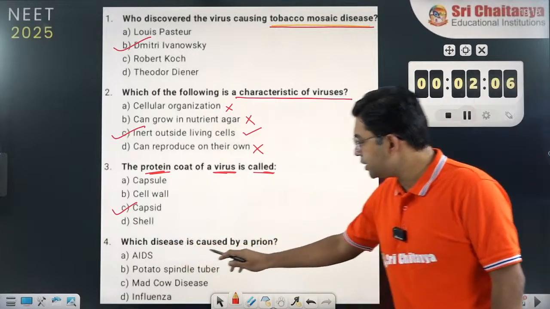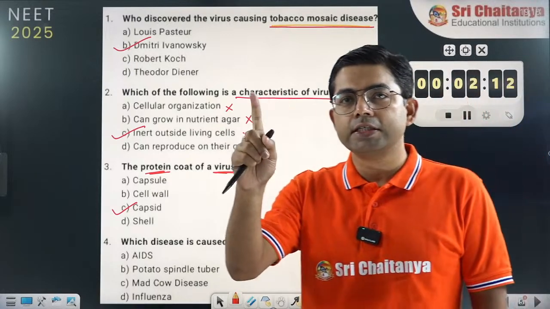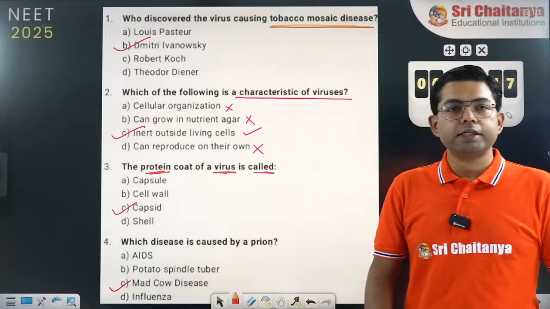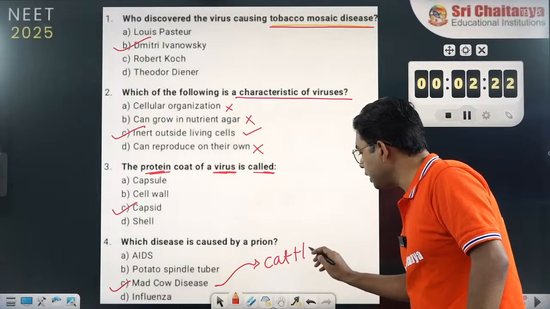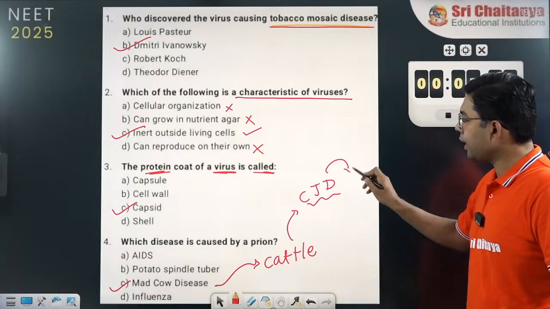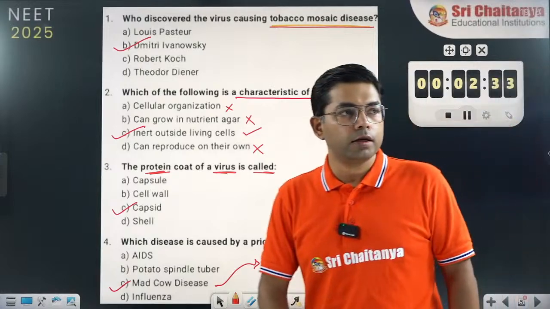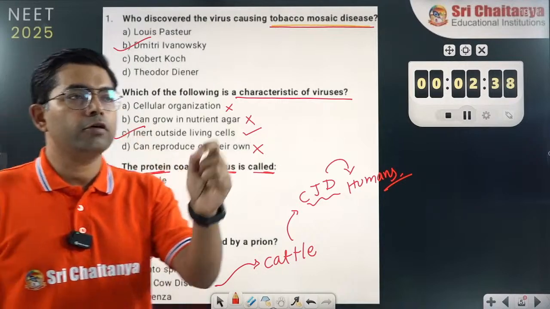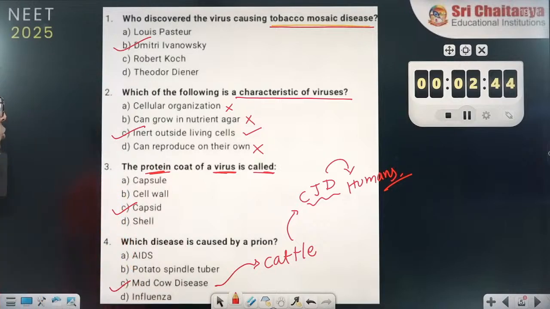Then which disease is caused by prions? So we have seen one disease. Prions cause mad cow disease in cattle, and it causes CJD, Creutzfeldt-Jakob disease, in case of humans. So very good. Most of you have done 4 out of 4 till here. Very good, 4 out of 4. Now let's see the fifth question, and let's see how many of you are able to solve it.